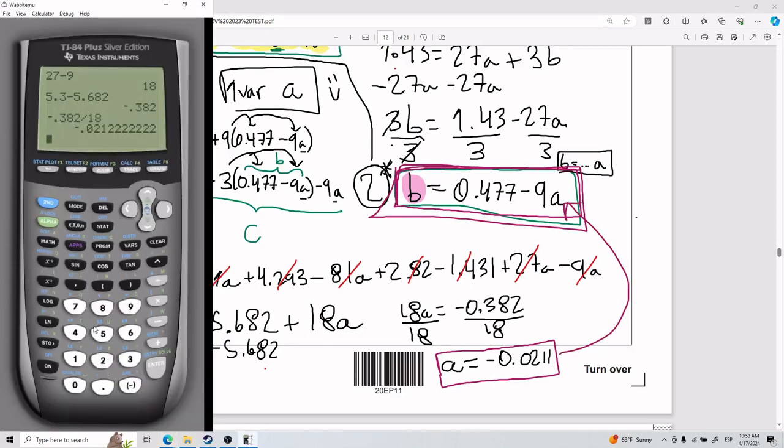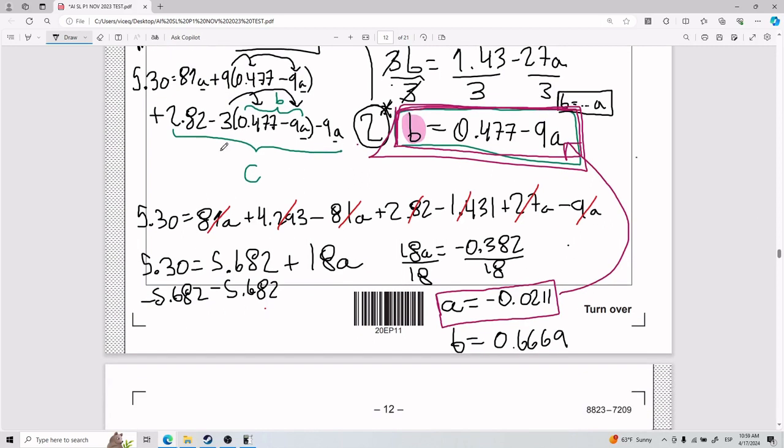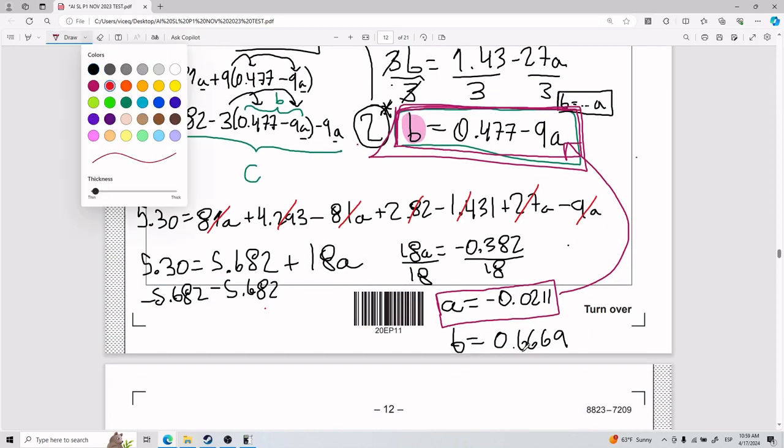You can see that B has to be 0.477 minus 9 times negative 0.0211. So that means that B is 0.6669. So B equals 0.6669. Now, if you do significant figures, you're going to count 1, 2, 3.